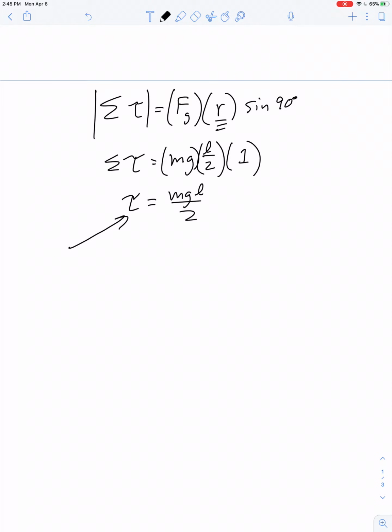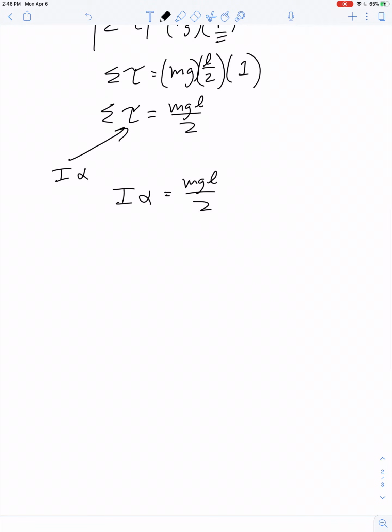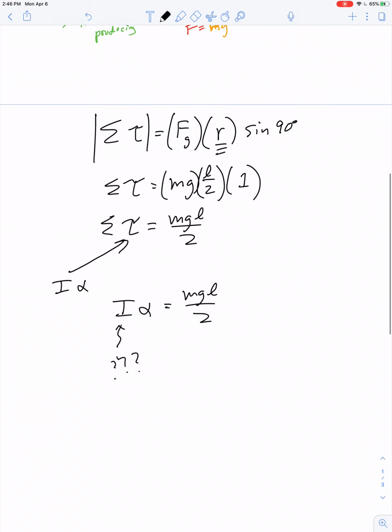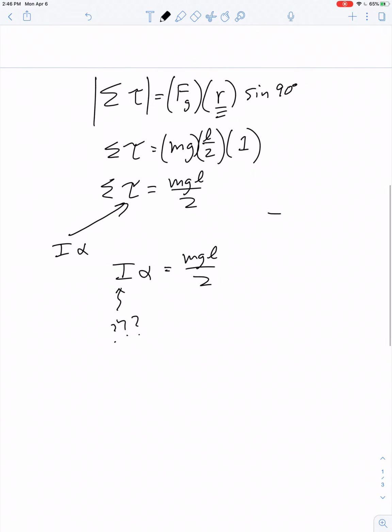Torque, or I should say the net amount of torque, can always be substituted with I alpha. So the rotational inertia of our beam multiplied by its angular acceleration is equal to mgL over 2. Now, what is the rotational inertia of a beam? It depends on where the beam is rotated about. When a beam is rotated about its center, then its rotational inertia is 1/12 mL squared.